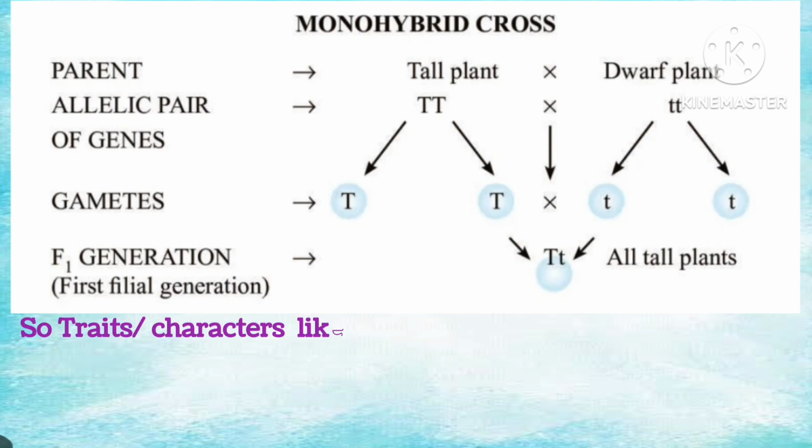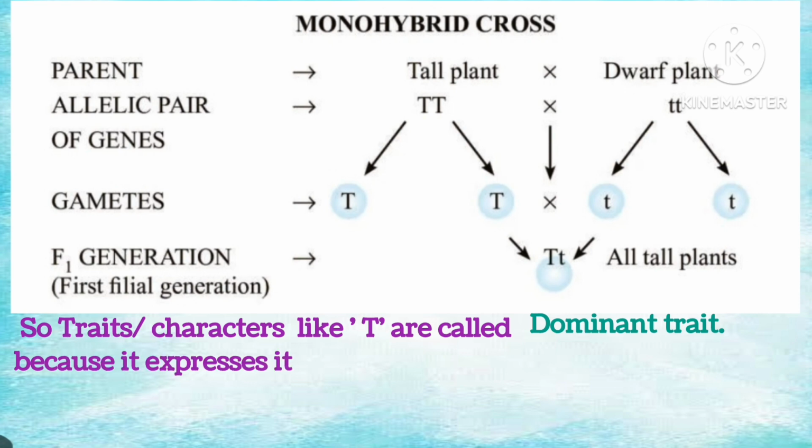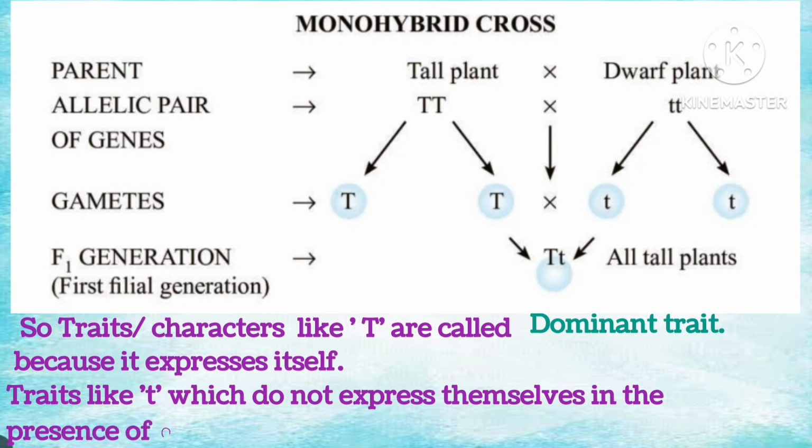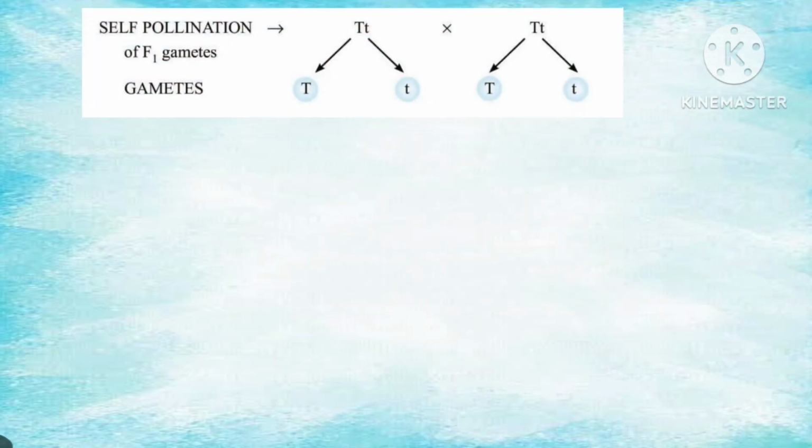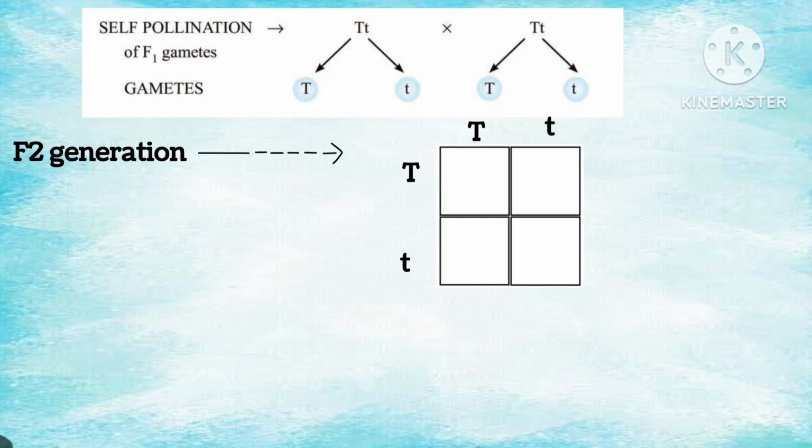or offsprings. So from here you can see that traits like capital T are dominant traits because they express themselves, while traits like small t, which do not express themselves in the presence of a dominant trait, are called recessive traits. So when these hybrid offsprings are self-pollinated, in the F2 generation, you can see in the grid the following type of offsprings are produced.